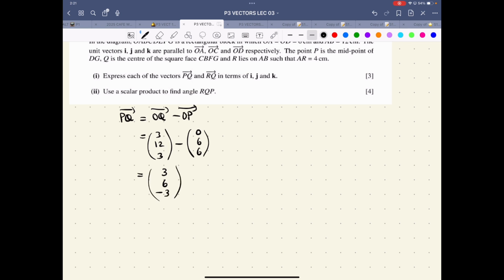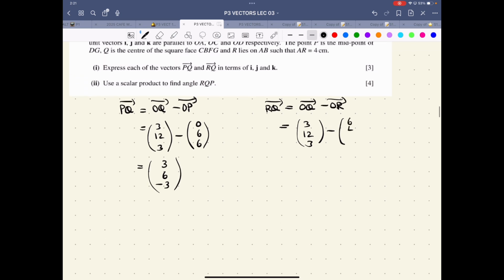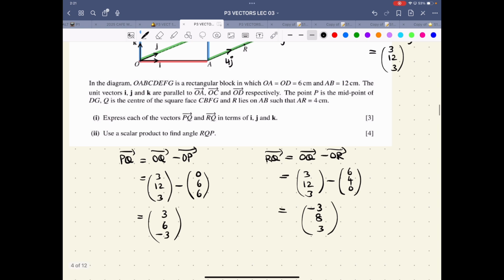That is PQ. Similarly, if they ask for RQ, that is OQ minus OR. What is OQ? 3, 12, 3. What is OR? 6, 4, 0. 3 minus 6, negative 3, 12 minus 4, 8, 3 minus 0 is 3. So this is one approach which you can employ.